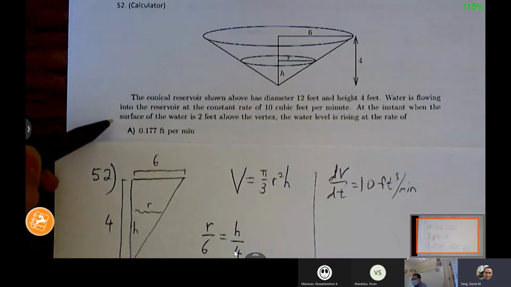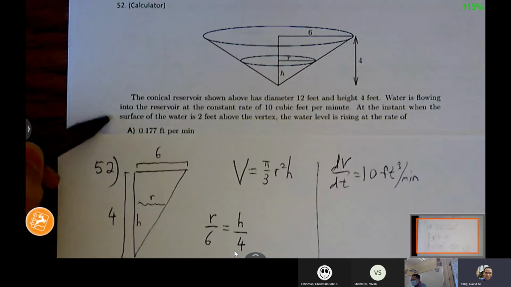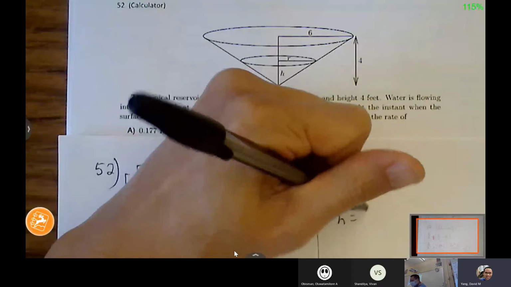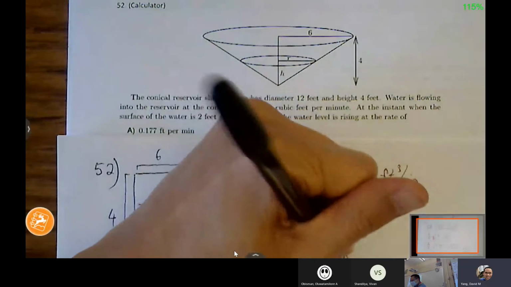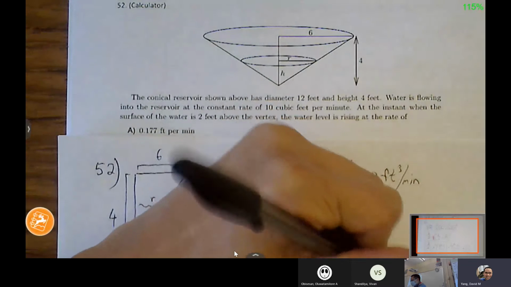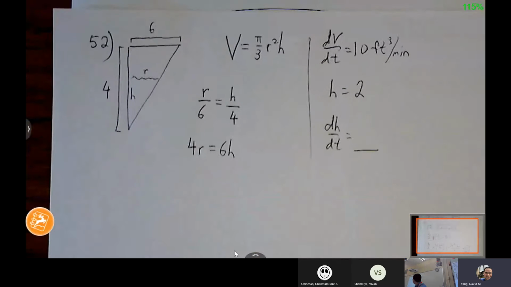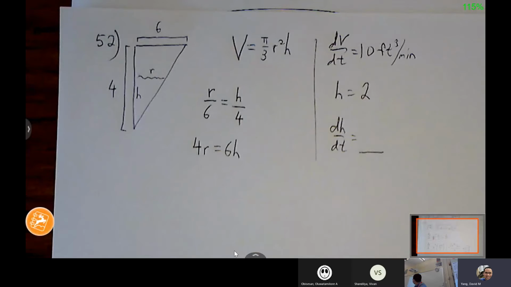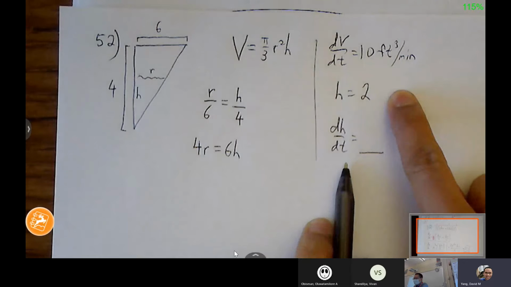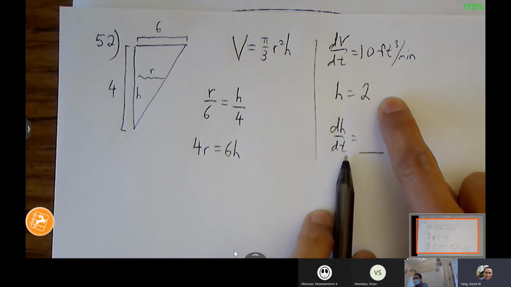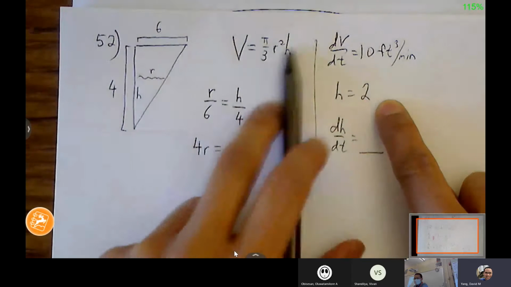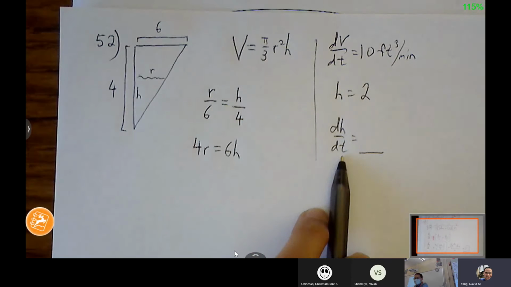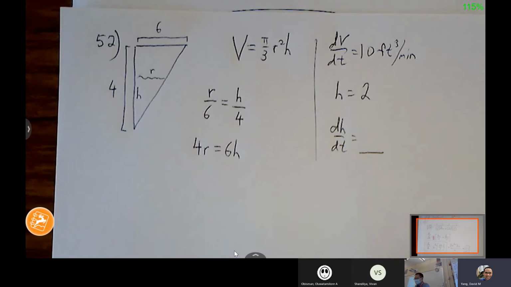Okay, at the instant when the surface of the water is 2 feet above the vertex, so that's the height, the water level is rising, so we're looking for dh/dt. So this information kind of gives us a hint, right? We know that we want h's in our equation because when we find the derivative, we want these things to pop up so that we can solve for them.